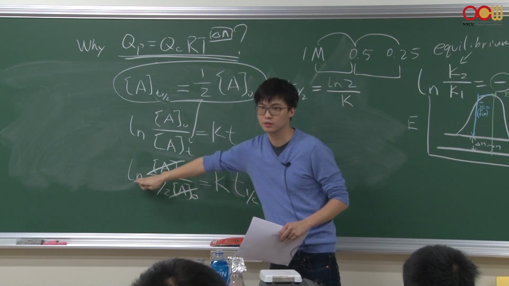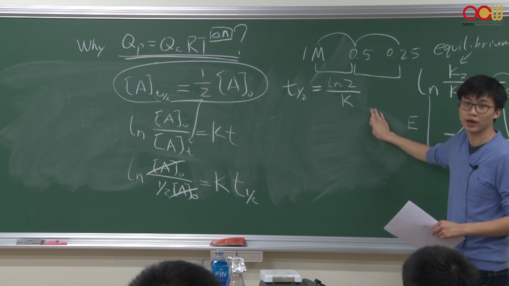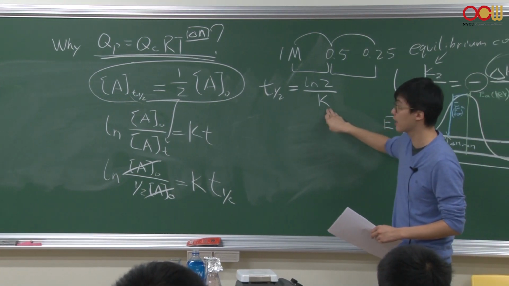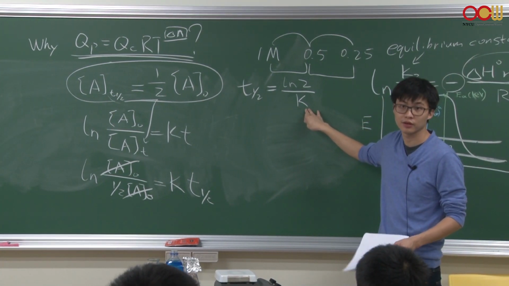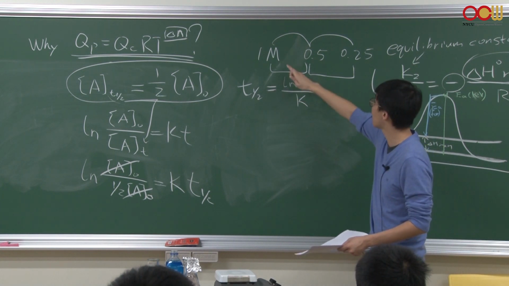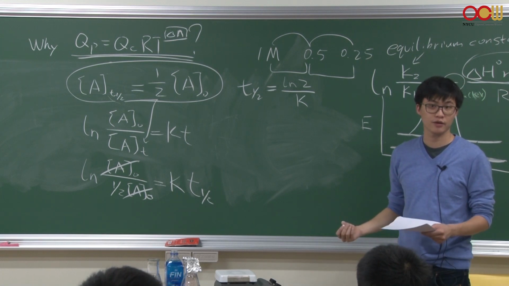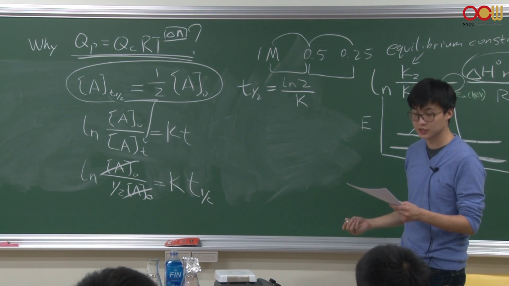That makes sense? Okay, it becomes natural log 2 over K, okay? So by plugging in the K, which is sometimes given, you should be able to figure out the half-life. Then you should be able to solve a simple scenario like this: how long does it take for the reaction to reach a certain state?